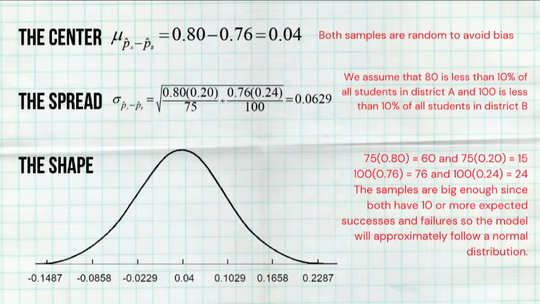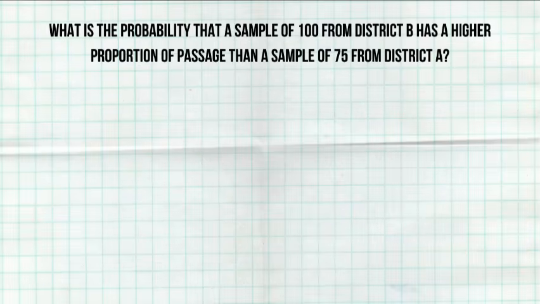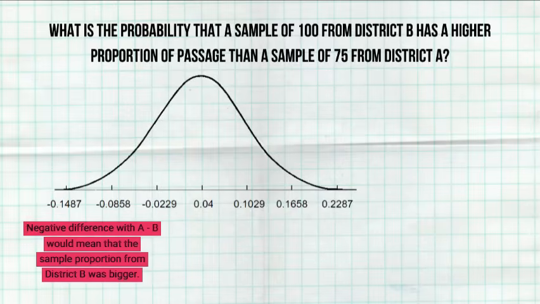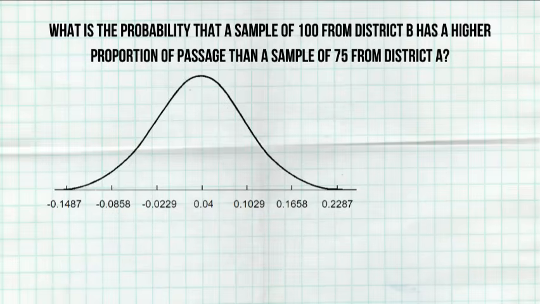Now, a couple common questions here is, what is the probability that a sample of 100 from District B has a higher proportion of passage than a sample of 75 from District A? Now, the model shows us that a sample from A is supposed to have a 4% higher passage rate than the sample from B. But the model also shows us that the differences are going to vary. In fact, a negative difference would indicate that the proportion from B is higher than A, because we built the model based on A minus B. So if B ends up being a bigger value, then the difference would end up being negative. So we can examine the likelihood of a negative difference, which is any difference below 0.